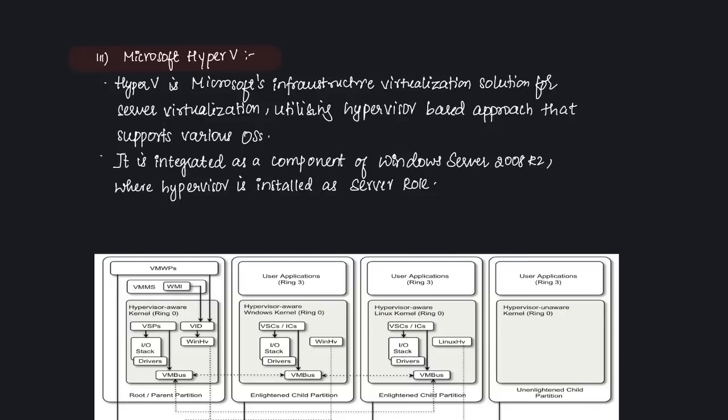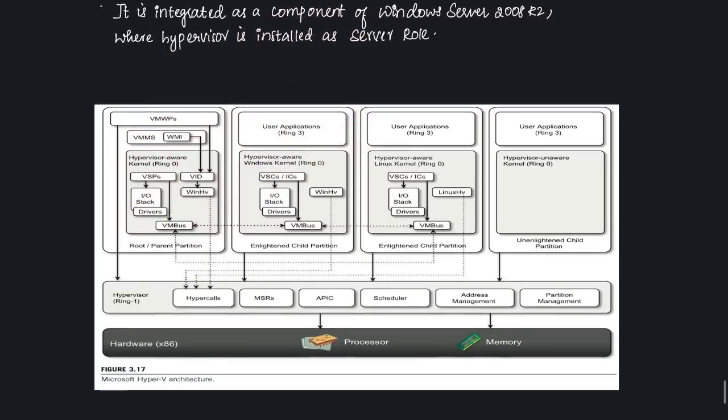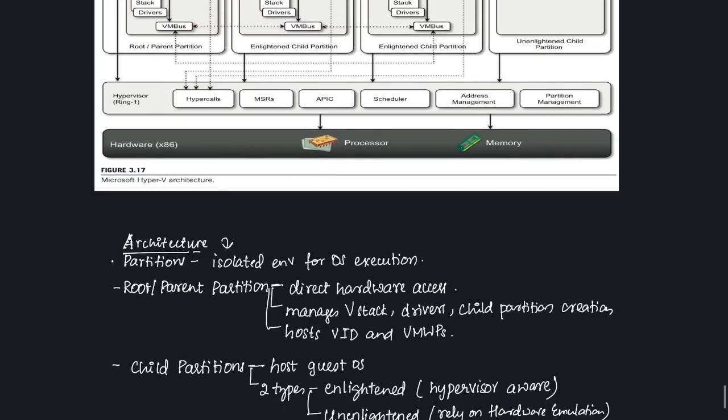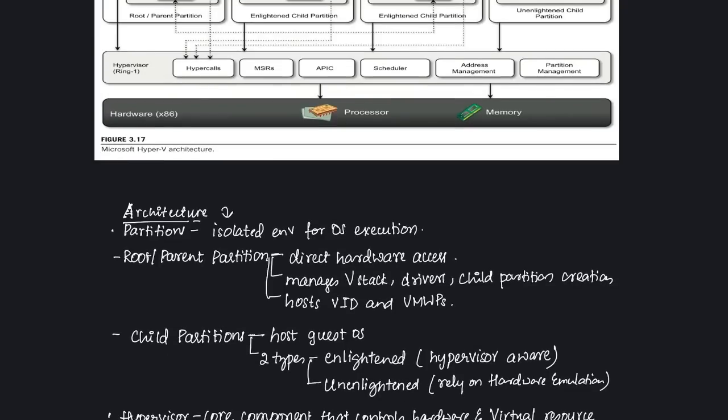So despite being installed through the operating system, it will directly manage the hardware interactions. It will be like the hybrid solution between the bare metal and the hosted hypervisors. So looking at the architecture of Hyper-V, Hyper-V operates by organizing workloads into partitions. Partitions are used for isolating the environments for operating system execution.